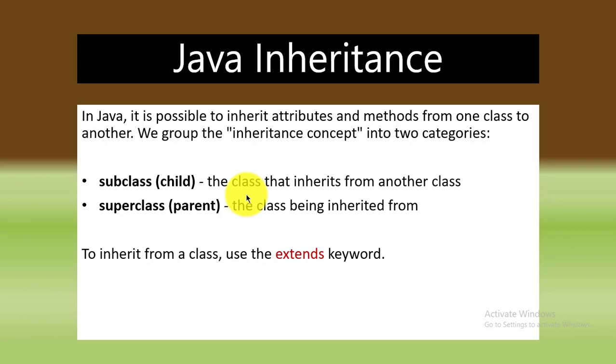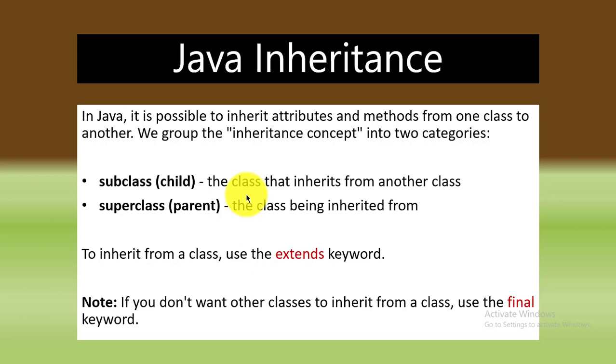To inherit from a class, use the extends keyword. When we want to inherit the attributes and methods of a class, we use the extends keyword in Java. If you don't want other classes to inherit from a class, use the final keyword. We learned that in access modifiers: when we want a class that can't be inherited, we use the final keyword. Let's jump to the Eclipse IDE and work practically on inheritance.